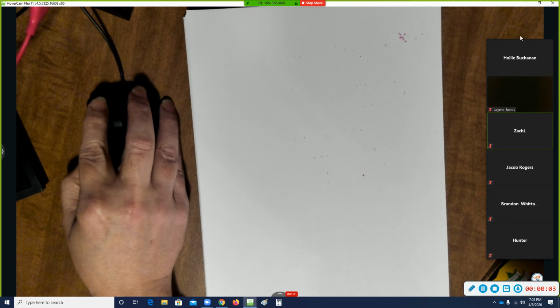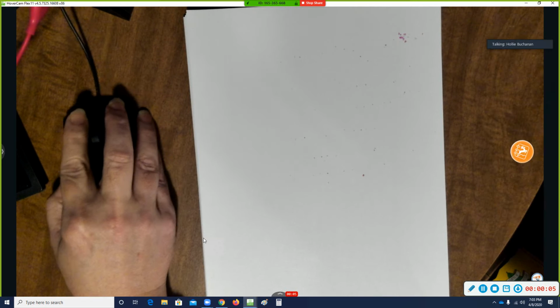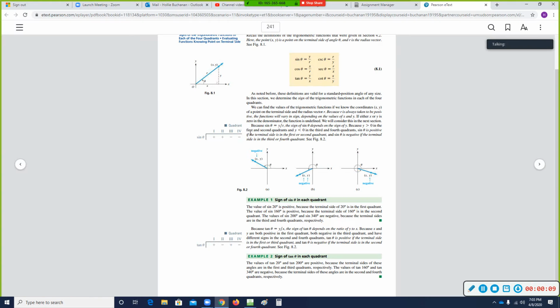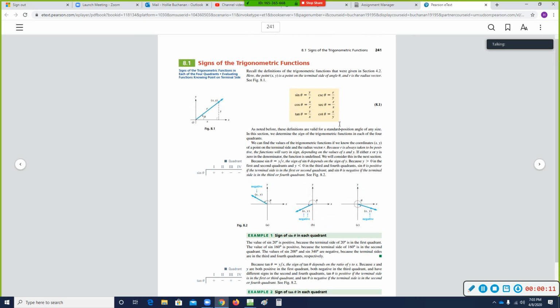So this is after the exam. I asked everyone to take a look at 8.1 and 8.2, but you're not ever going to have to do 8.1 and 8.2. If this were a bigger class, if this were a trigonometry class, and we were going to spend a lot of time on trigonometry, we would do this.